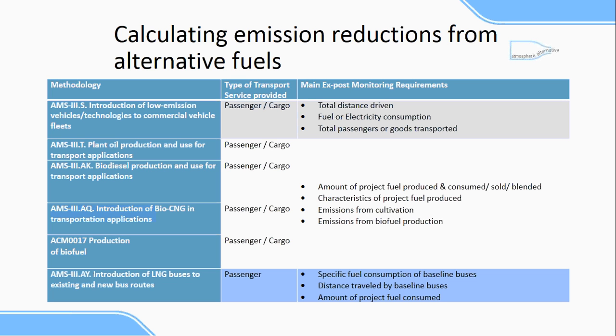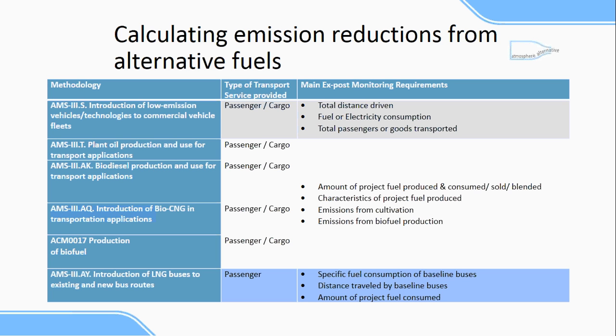Each of these methodologies also provides the factors that must be monitored or tracked during the operation of the project to be able to determine the emissions impact of the alternative fuel use. So again, the 6 methodologies group into 3 main strategies. I'd like to draw attention especially to the 4 in the middle, which are about biofuel production and use.